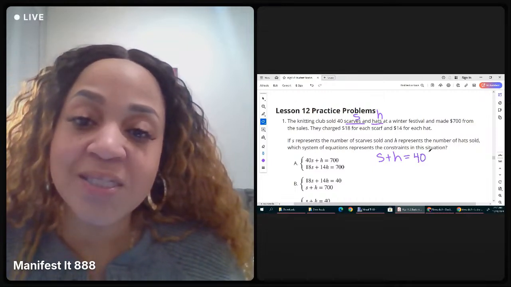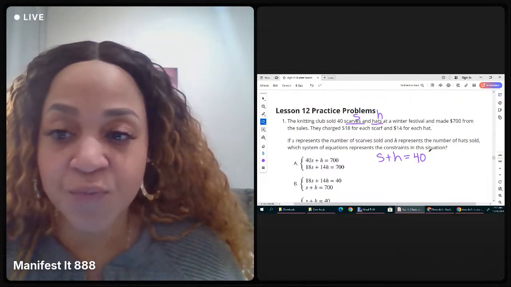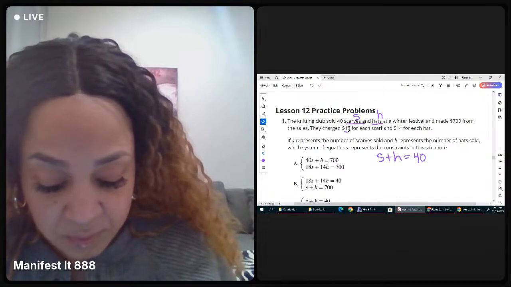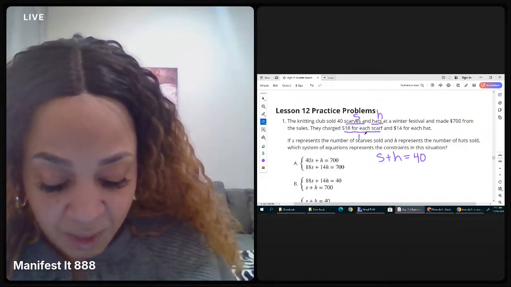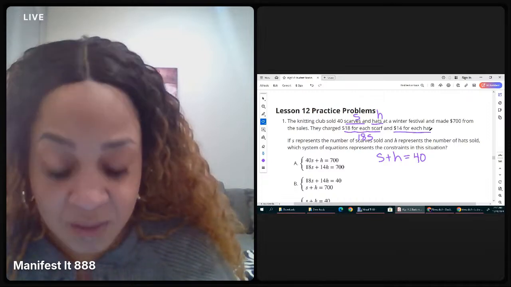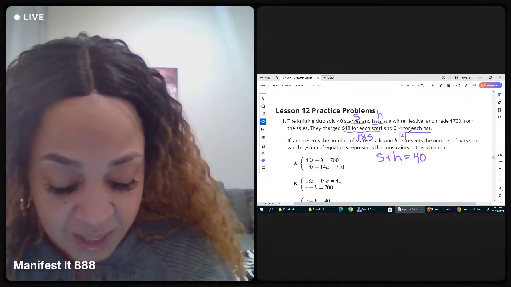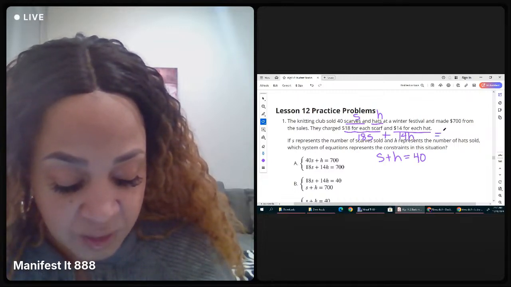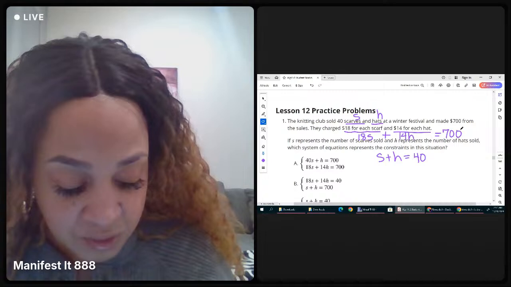Okay, the second part of the constraint says that they made $700 from the sales, charging 18 per scarf. That would be modeled as 18S, and 14 for each hat, which would be 14H. When we add those together, we have the constraint of $700.